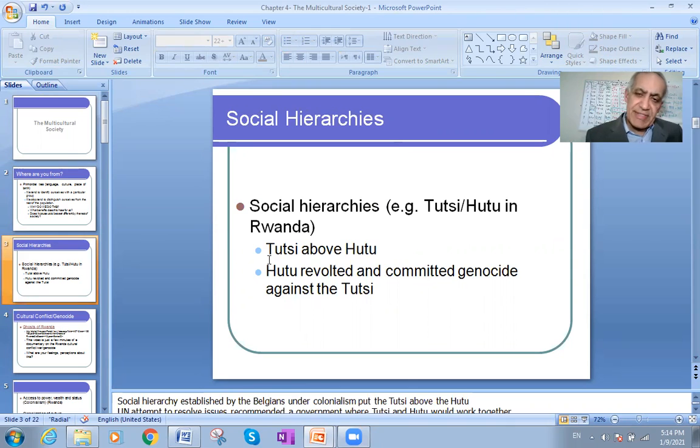Social hierarchies. The hierarchies of the society means that it's based on order, like ascending or descending order, exactly what's happening in the army or the police. There's a lieutenant, colonel, general, so all those are ranks. Based on their situation and rank, they give orders or receive orders.